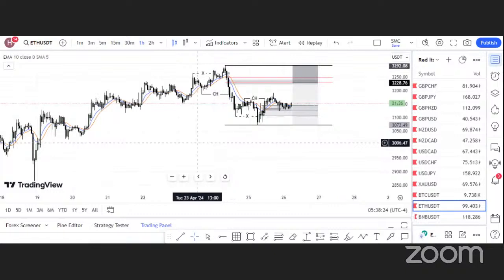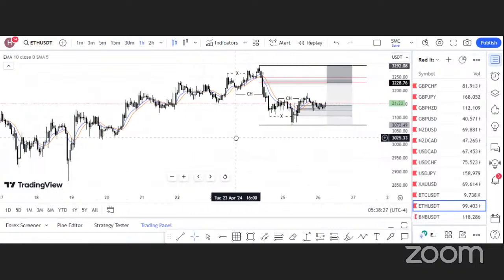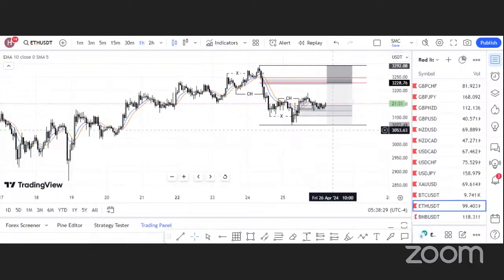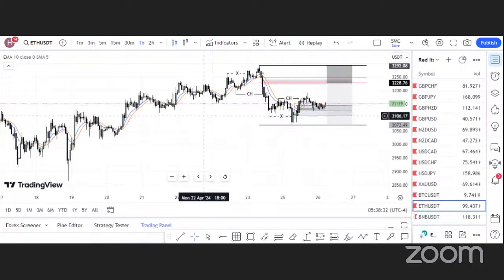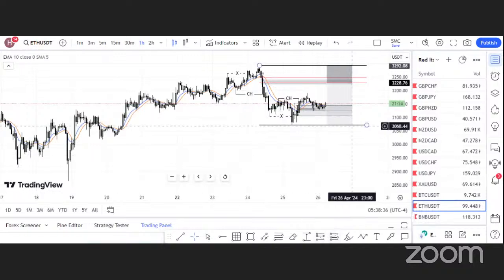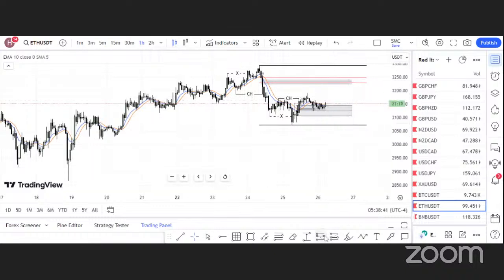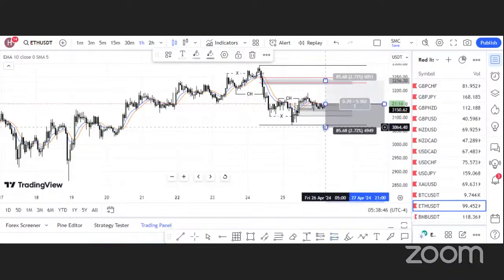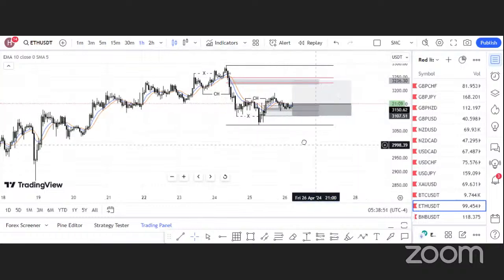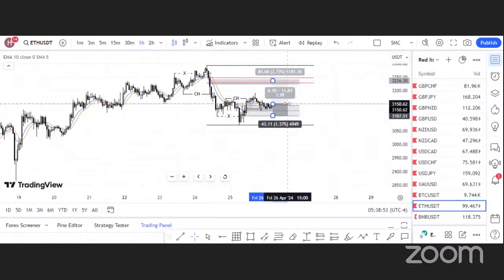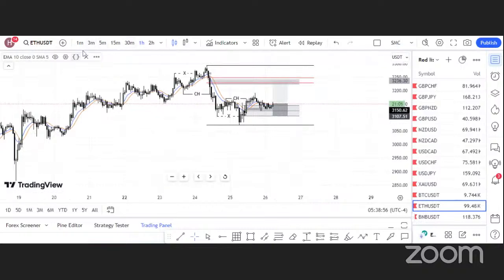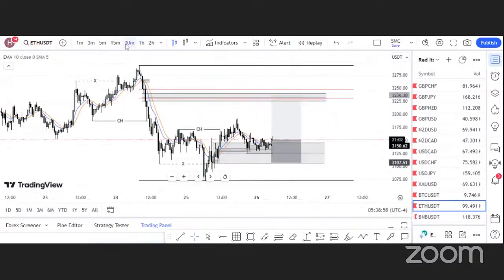No confirmation yet. But from the look of things, the market is going to buy. From my analysis, this market is going to buy. The market is currently closing above the moving average.